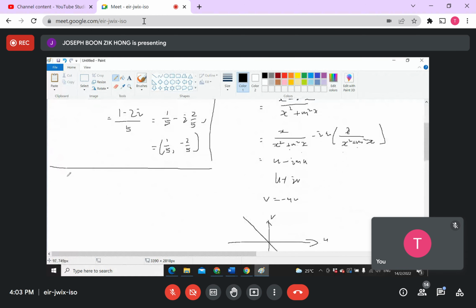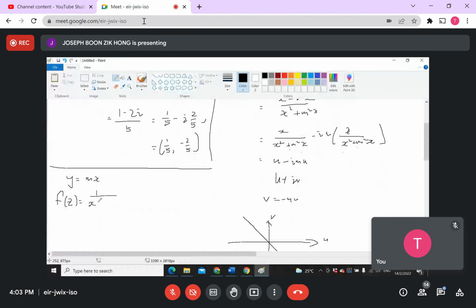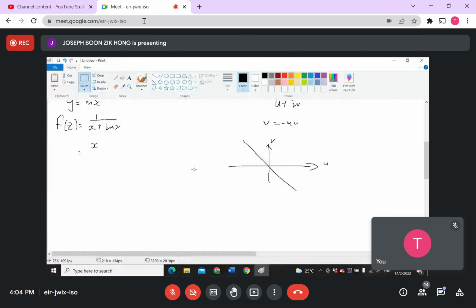Okay, I know that y is mx, and then my f(z) will be 1 over x plus imx. And then what you have here, I know that this one actually is x minus, just like here, where I have this one. Of course, both ways are the same for these questions, okay?